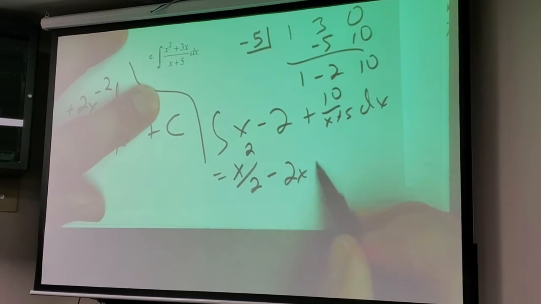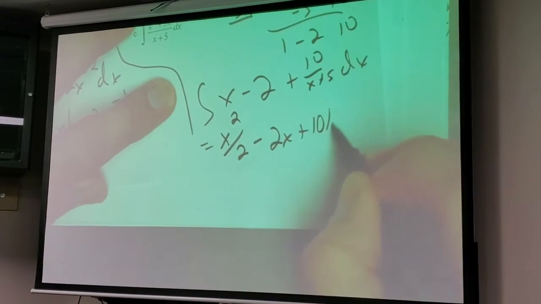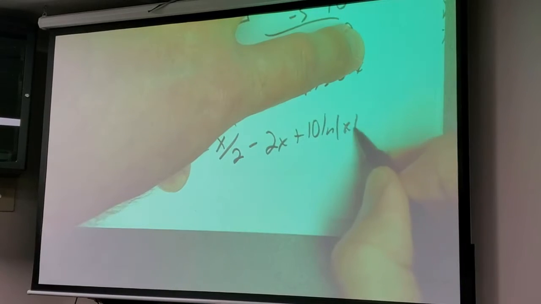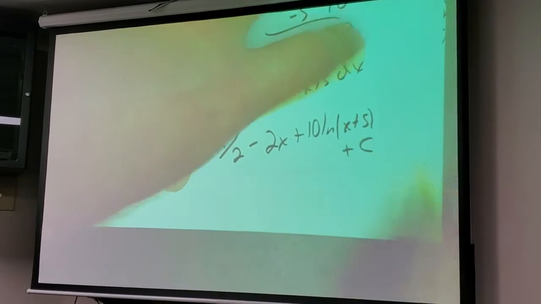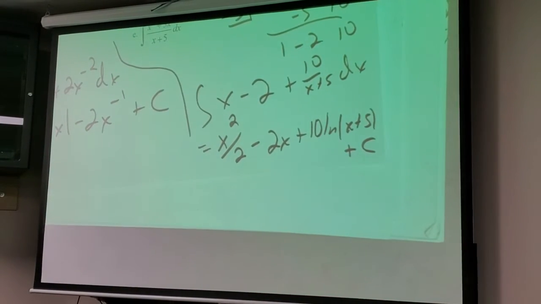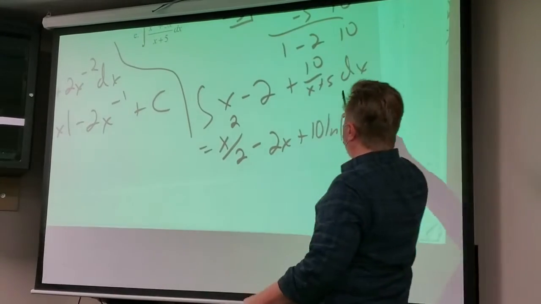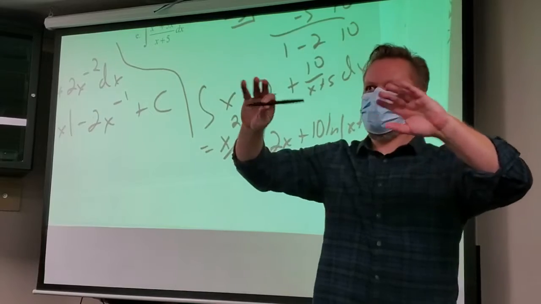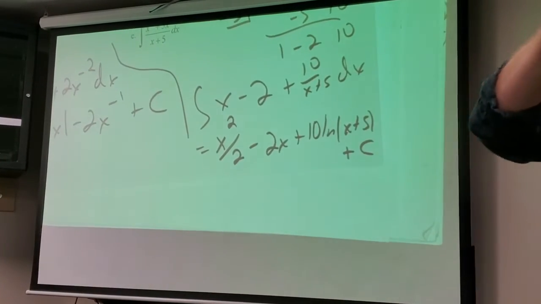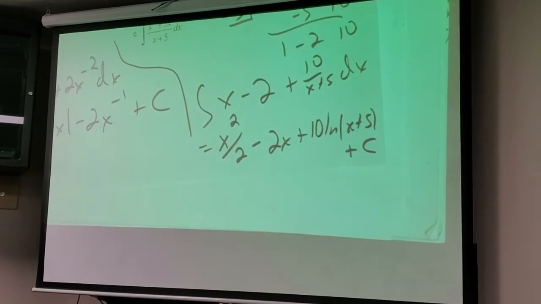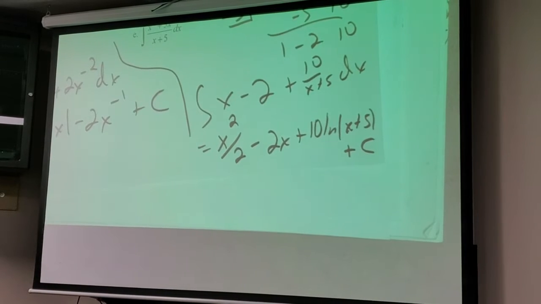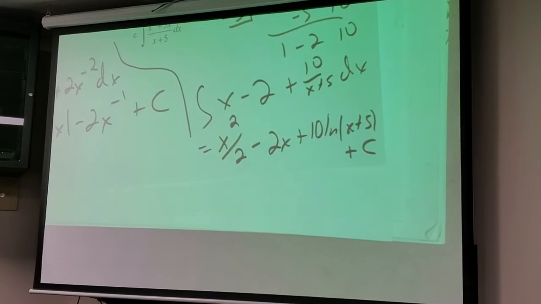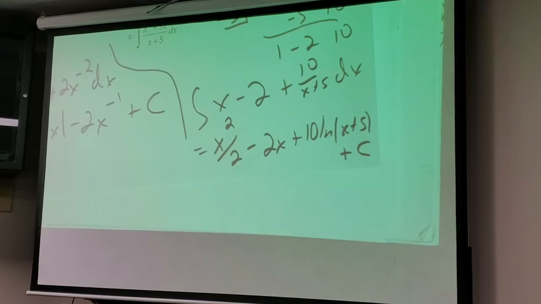What's this one? 10 natural log of x plus 5, plus c. Why is that easy? Because it's basically 1 over x. Because that plus 5, it's still linear slope 1. So it's got to be easy. There's no chain rule I have to worry about. All right, that was a little quick, but that's all right.